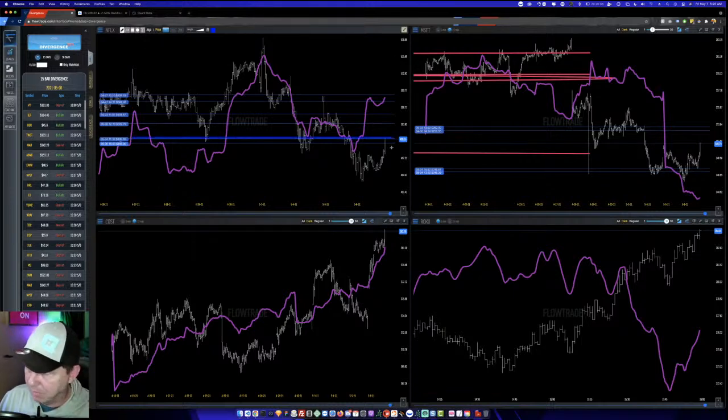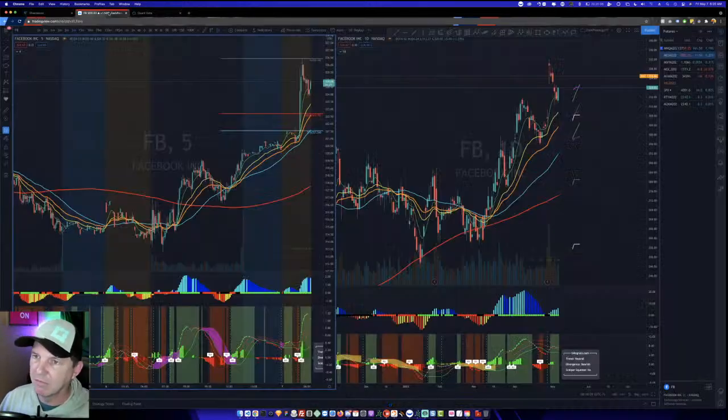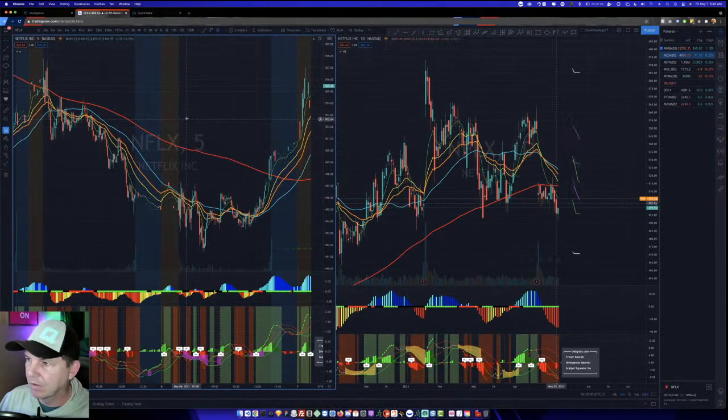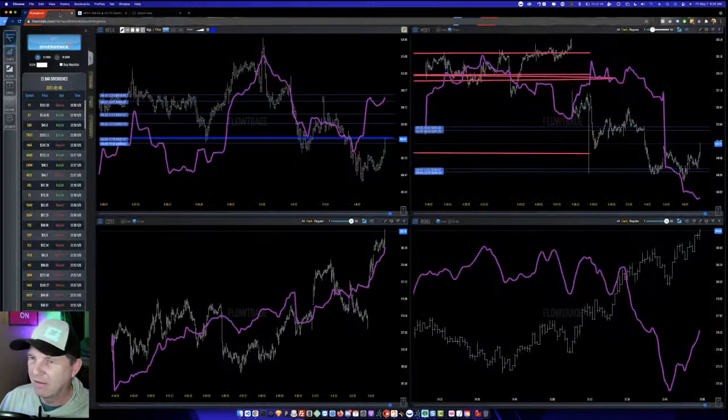We blew out this block at 500, so I believe we're currently trading above the 500 level. Let's see, we popped up to 507. We're at 505. 503 support on Netflix.